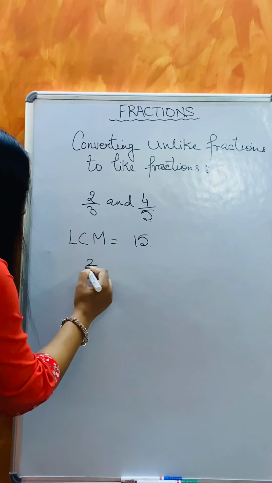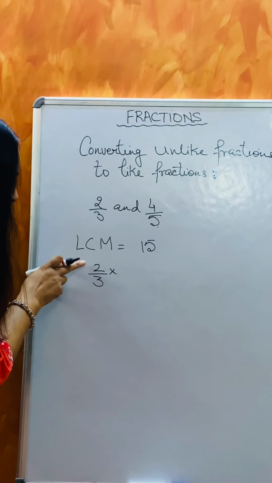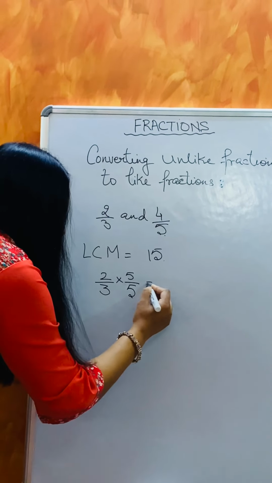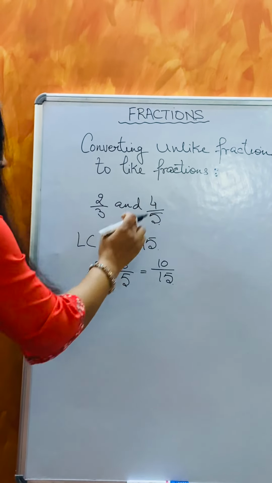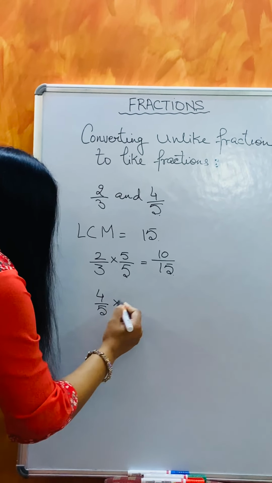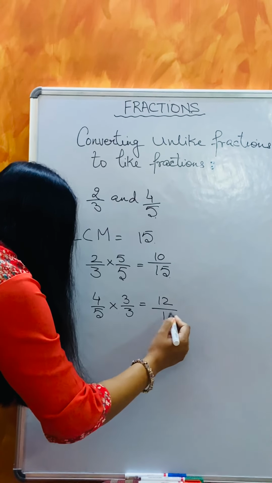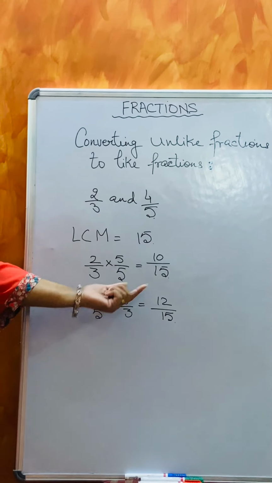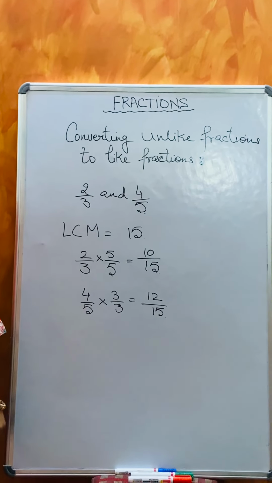For this, we will multiply: 3 5s are 15. So we multiply 2 by 3 by 5 by 5, which comes out to be 10 by 15. And 4 by 5, we will multiply it by 3 by 3. 4 3s are 12, 5 3s are 15. Now both the fractions have the same denominator, and fractions having the same denominators are known as like fractions.